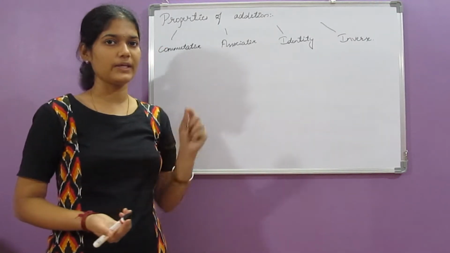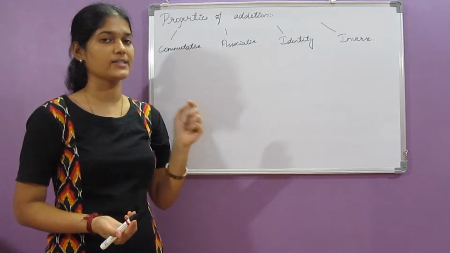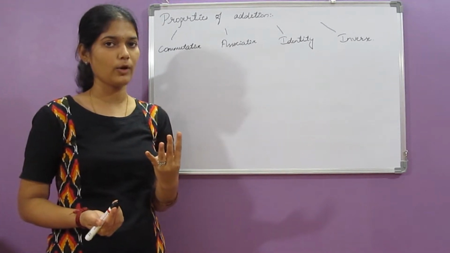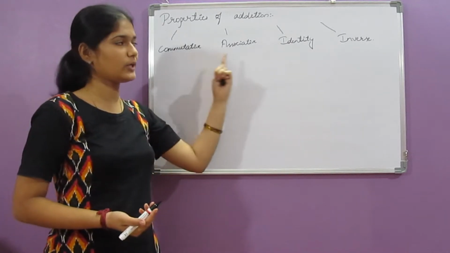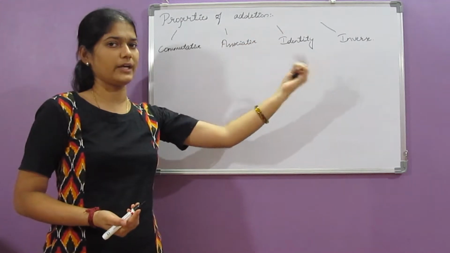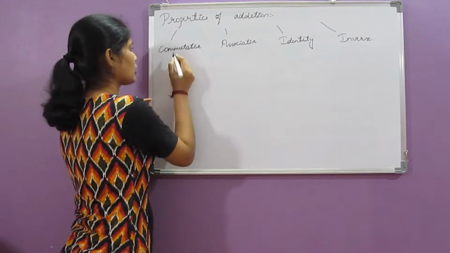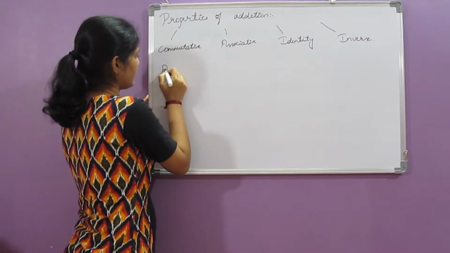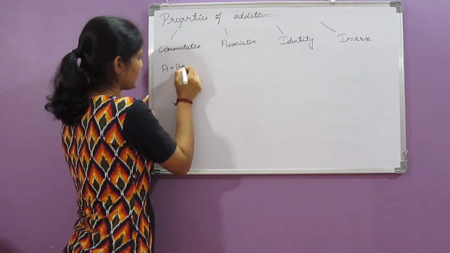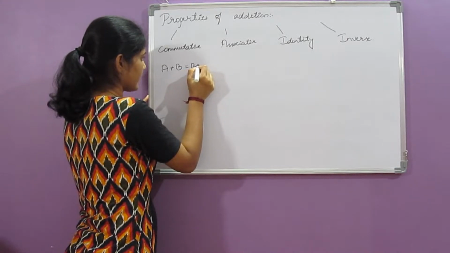Now the next topic is properties of addition of matrix. In that we have four main properties. That is commutative property, associative property, identity property and inverse. Let's see what do you mean by commutative property. Commutative property is nothing but A plus B is always equal to B plus A.